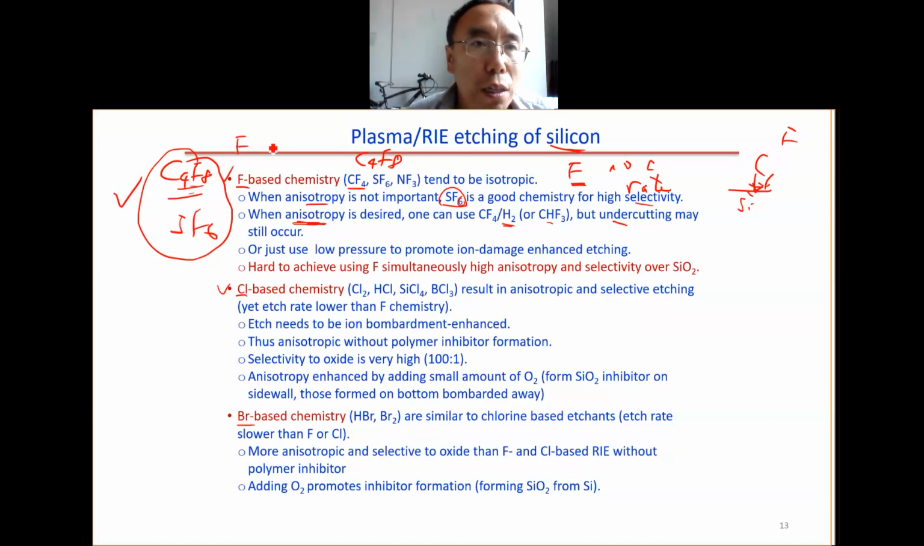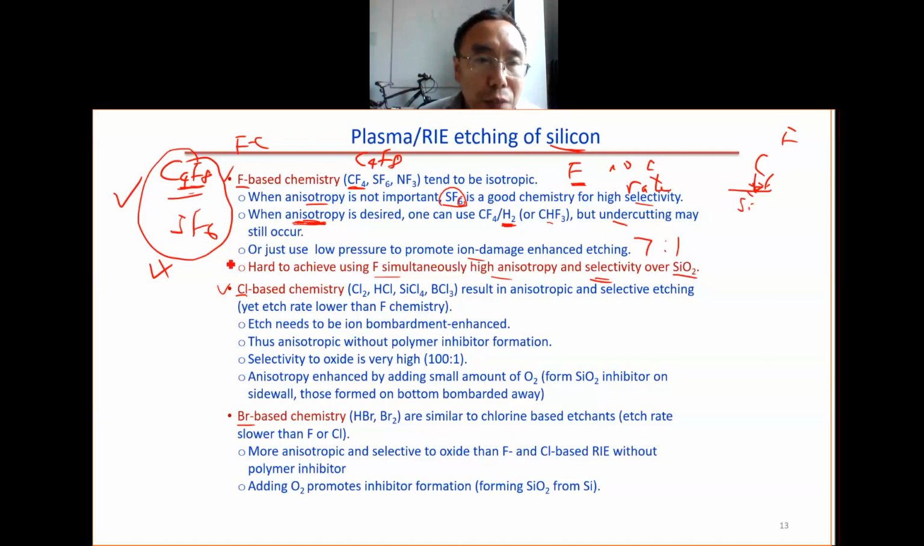C4F8 gives you a fluorocarbon polymer on the sidewall. Or we can use low pressure to promote ion-enhanced etching. This also gives you more anisotropy. But normally it's hard to achieve high anisotropy and selectivity at the same time using fluorine gas. For example, if you need anisotropy, you need to add hydrogen. But when you add hydrogen, you get low selectivity. For this one, it is okay. The selectivity can be 7 to 1. That means this gas can etch silicon about 7 times faster than silicon oxide, and still we get very anisotropic etching.